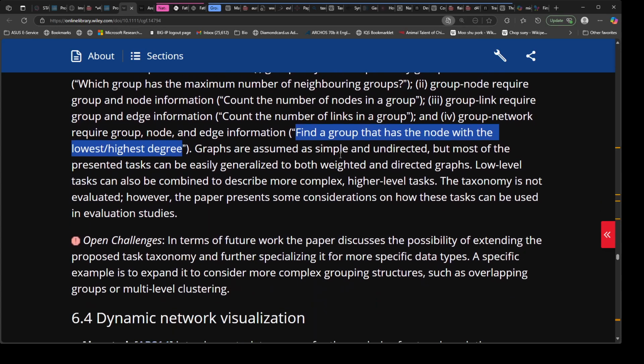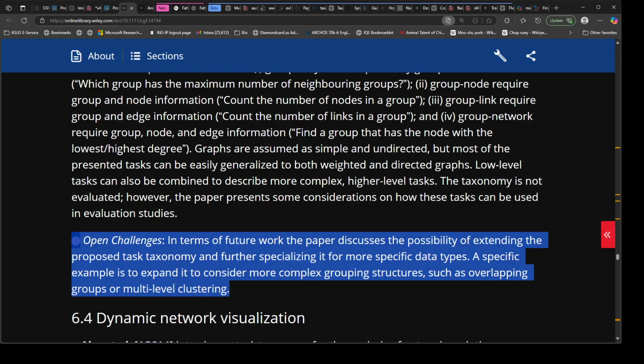Graphs are assumed as simple and undirected, but most of the presented tasks can be easily generalized to both weighted and directed graphs. Low-level tasks can also be combined to describe more complex, higher-level tasks. The taxonomy is not evaluated. However, the paper presents some considerations on how these tasks can be used in evaluation studies. Open challenges. In terms of future work, the paper discusses the possibility of extending the proposed task taxonomy and further specializing it for more specific data types. A specific example is to expand it to consider more complex grouping structures, such as overlapping groups or multi-level clustering.